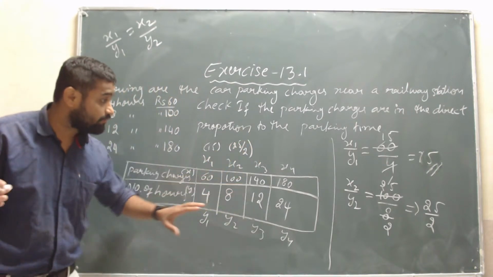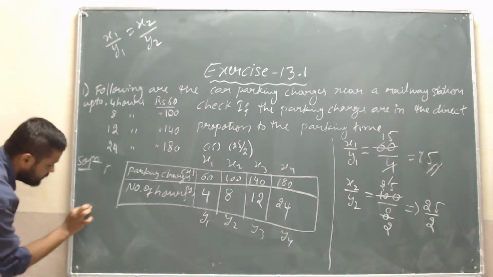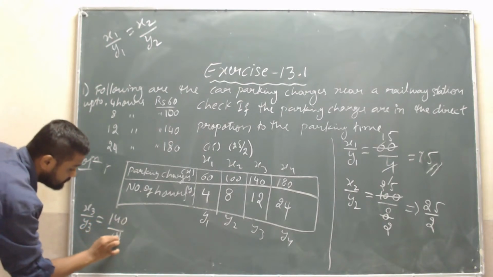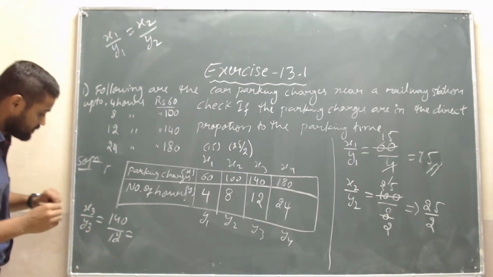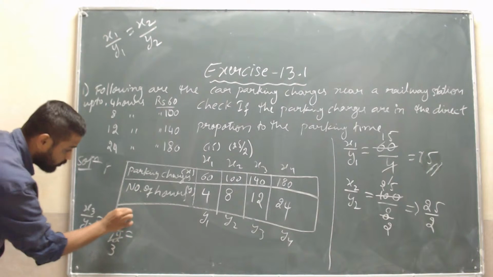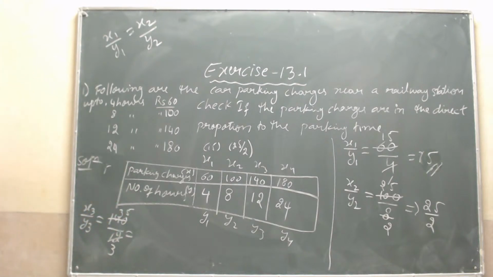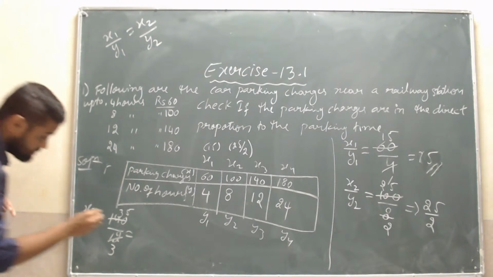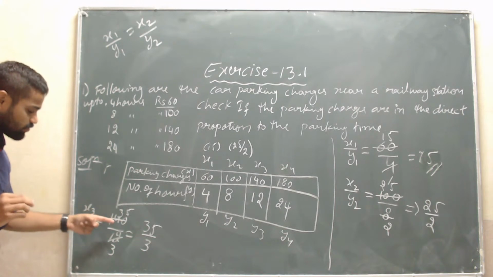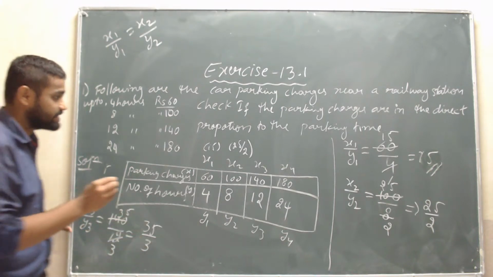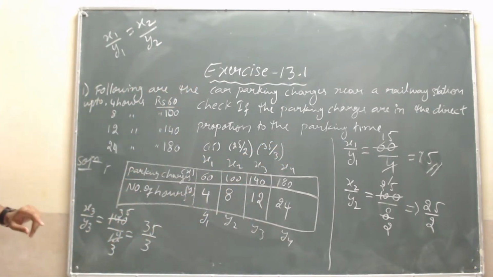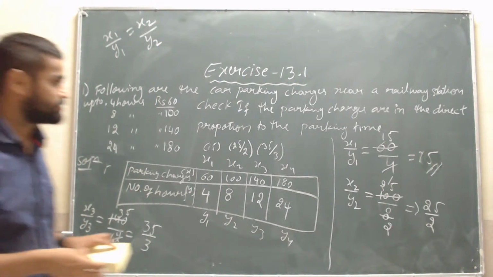And what about the third column? Sir, I will do it here. That is x3 by y3, 140 by 12. What will we get, students? 4 threes are 12, and 4 fives are 20, isn't it? Yes, that is 35 by 3. After calculation, we get 35 by 3. And the last one we have, the fourth one, is 180 by 24.